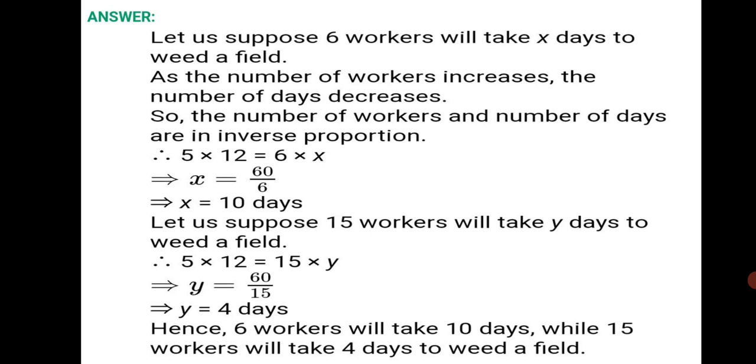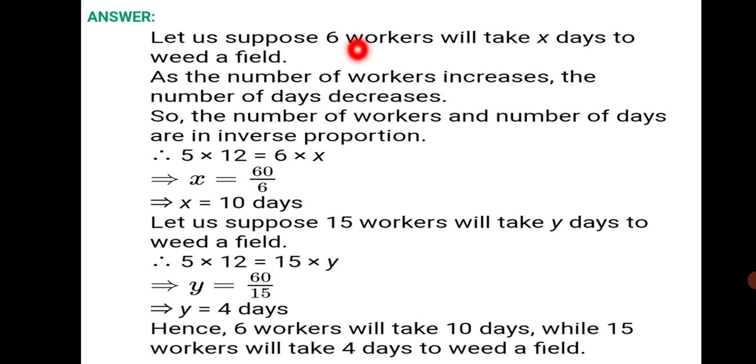Now, after arranging, X is equal to, what do we get? 5 into 12, we get here 60. And this 6 will divide 60. So 60 divided by 6 is equal to 10. So X is equal to 10 days. That means 6 workers will take 10 days. X stands for the number of days taken by 6 workers.